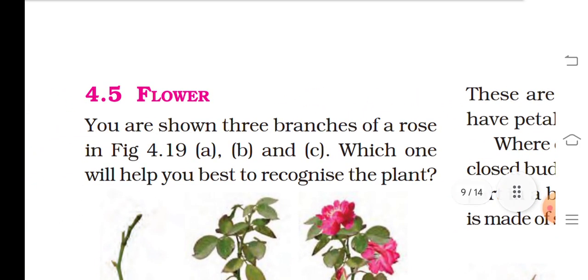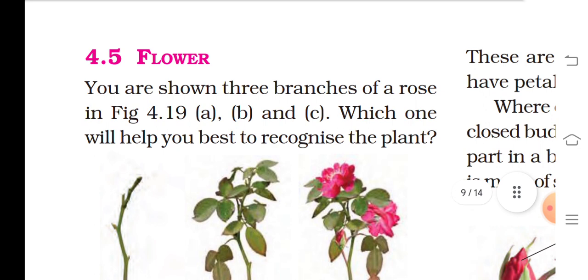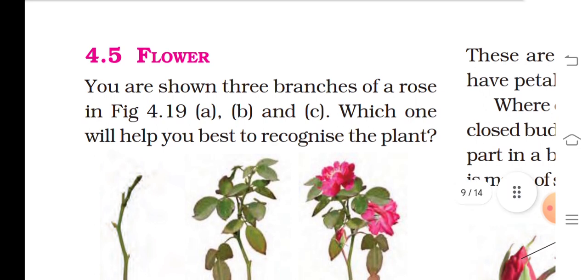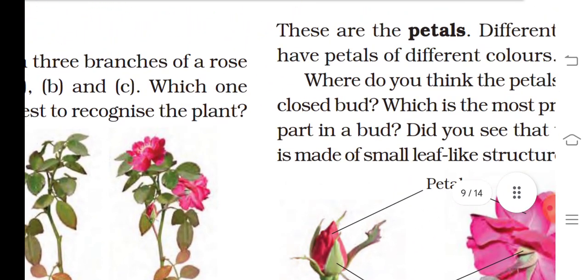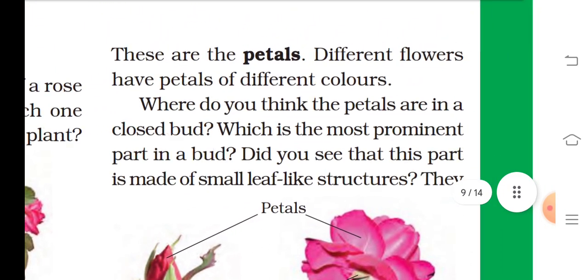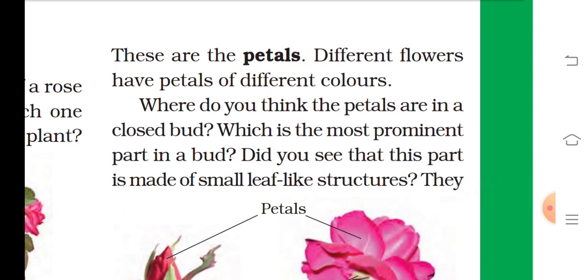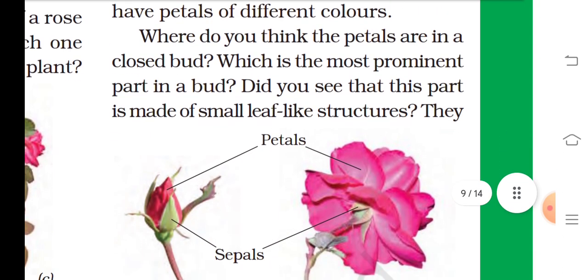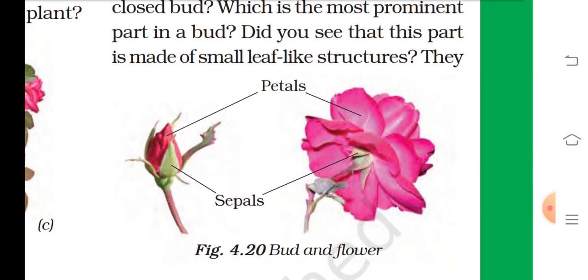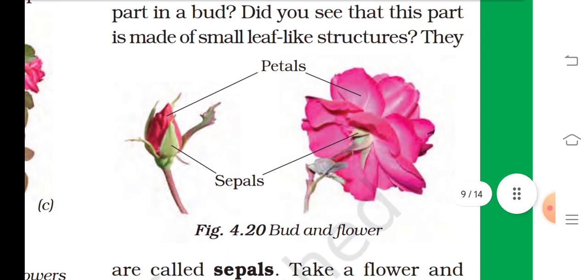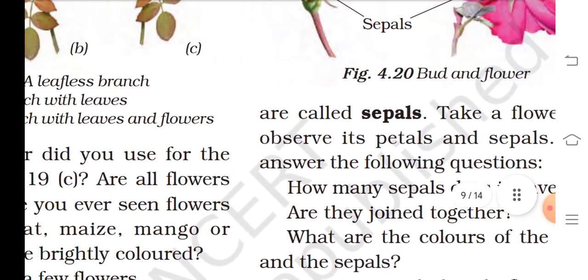Flower. You have also seen trees and branches of roses, figure 4.9. Which parts help you best to recognize the plant? Those are the flowers. Different flowers have petals of different colors. Where do you think the petals are in a closed bud? Which is the most prominent part in a bud? Do you see that this part is made of small leaf-like structures? Petals, sepals, buds and flowers.